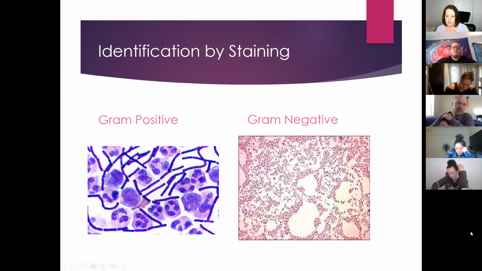Could that be like for the positive? Could that be like, are they magnified about the same too? The positive is probably magnified a little bit more than the negative. Good question. Okay.